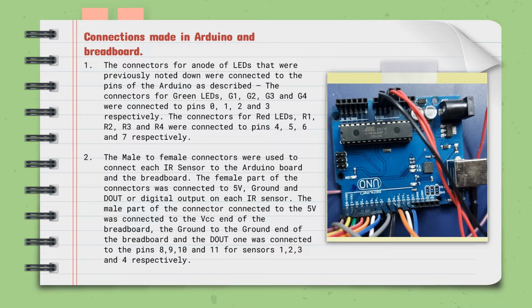The male-to-female connectors were used to connect each IR sensor to the Arduino board and the breadboard, whereas the female parts of the connectors were connected to 5V, ground and D out, or digital output, of each IR sensor. The connector connected to 5V was connected to the VCC end of the breadboard, the ground to the ground end of the breadboard, and D out was connected to pins 8, 9, 10 and 11 for sensors 1, 2, 3 and 4 respectively.